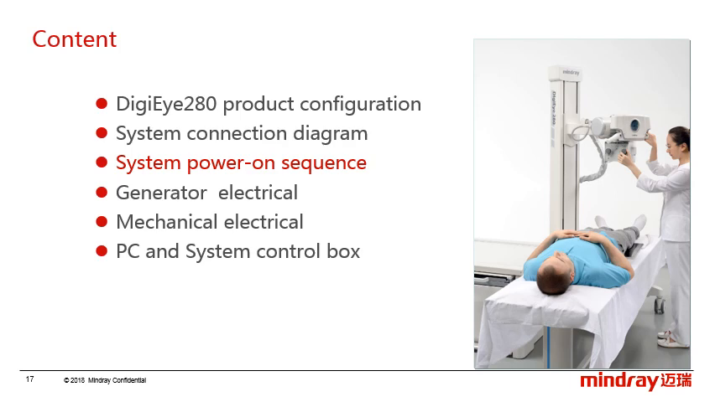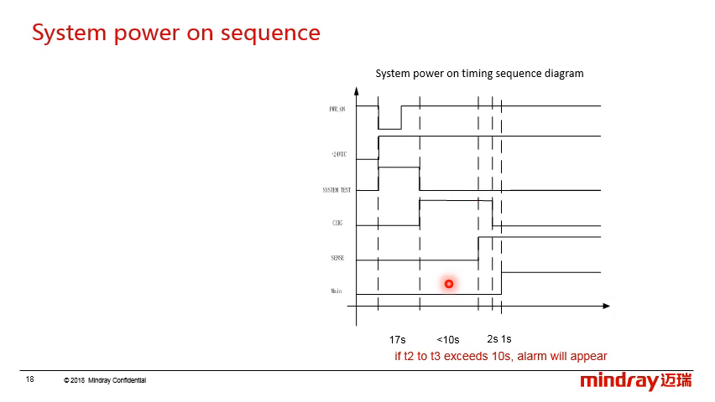The third part is the system power on sequence. When three-phase power input is normal, the standby 24 volts of the generator is on. Here we press the start button on the system control box. The system control box will send the power on signal to the master control board, as well as the generator and PC. Then the PC starts up.